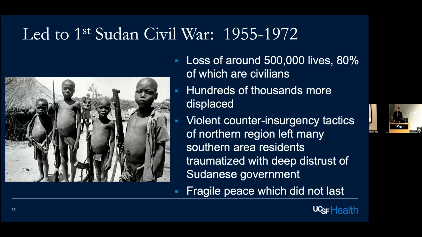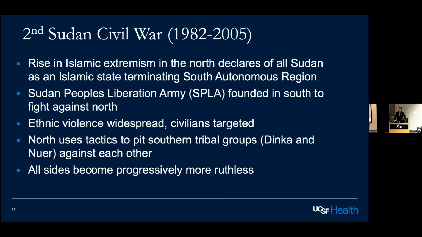And there was a second civil war just a few years later, in '82, which again went for over 20 years. And this really started because there was a rise in Islamic extremism in the north, and they declared all of Sudan to be an Islamic state, and which I already said, the south is mostly Christian and animist. So that didn't go over so well.